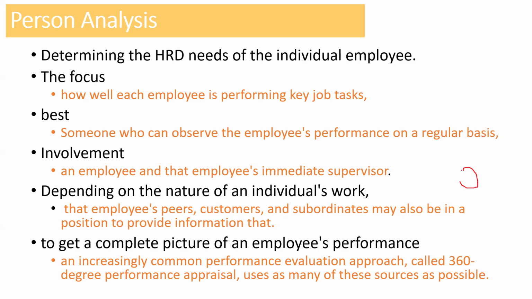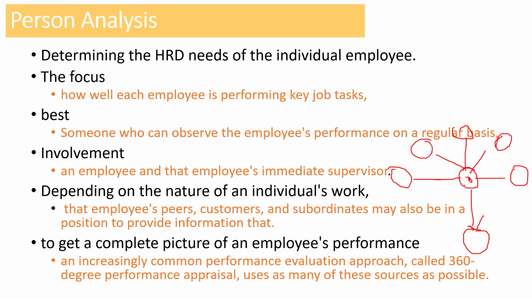Here is the employee, and the supervisor is there, and co-workers, the employees who are at the same level. His subordinates are there. Sometimes there are customers who are dealing with the employee, sometimes suppliers, government agencies, and some other related parties. This is 360-degree. They evaluate the performance of this particular employee and identify the areas that he needs to develop.